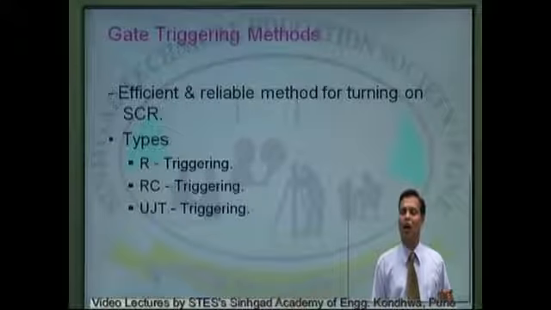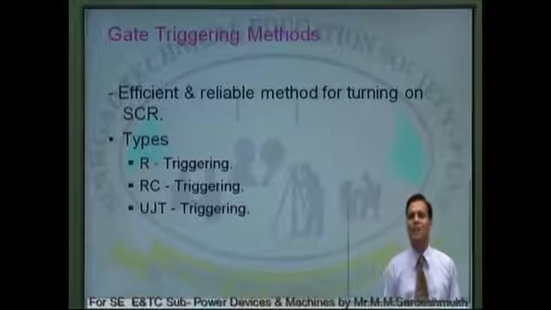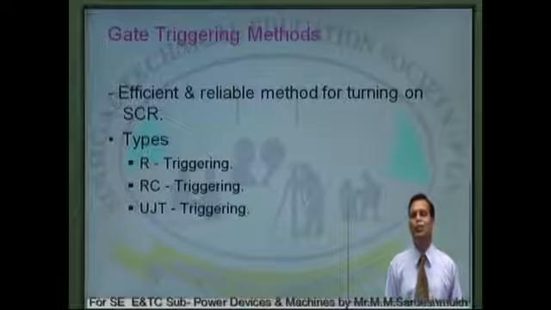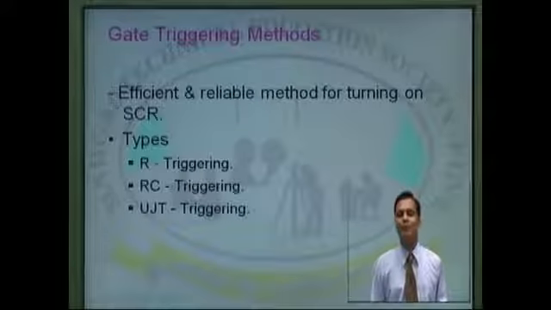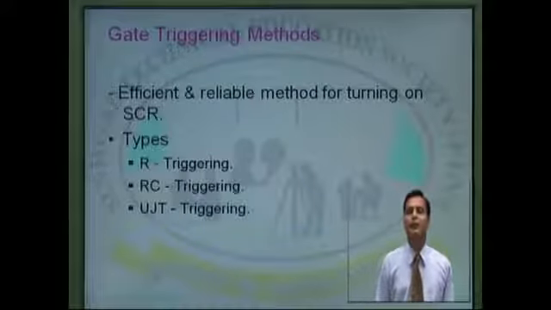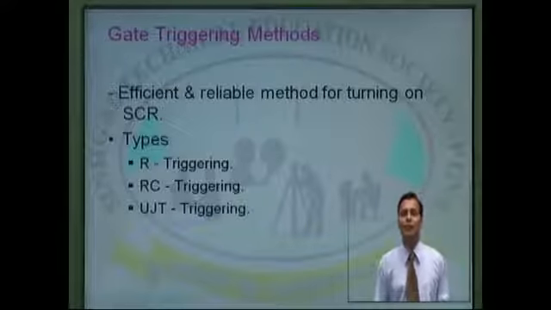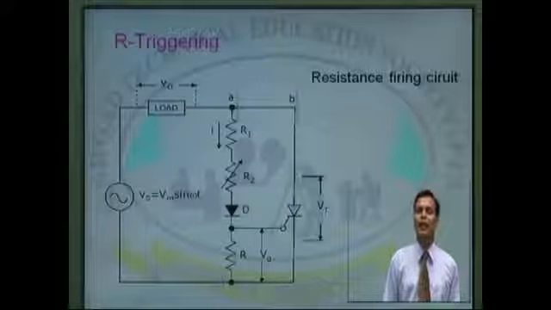Either by R or RC circuitry, or by a UJT relaxation oscillator, we can turn on the SCR. So let us discuss one by one. The first method is nothing but R triggering. The circuit diagram shows you the method of triggering the SCR with the help of a resistance.